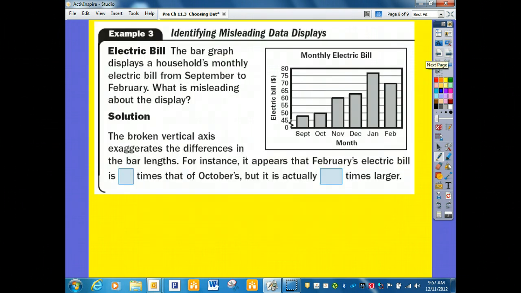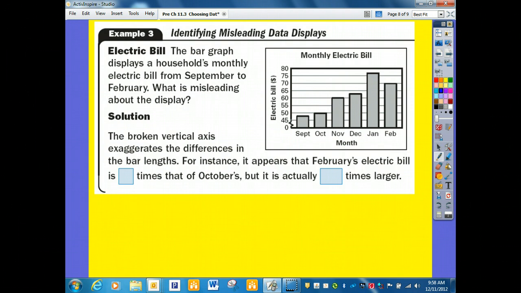This one: identifying misleading data displays. There's a question on your test or quiz, I can't remember which, that asks you to give two or three ways a graph can be misleading. So you're going to want to take good notes on this part: two or three ways that graphs can be misleading.